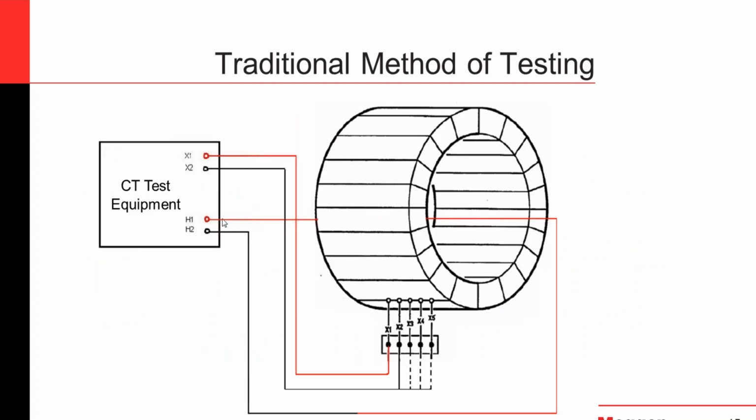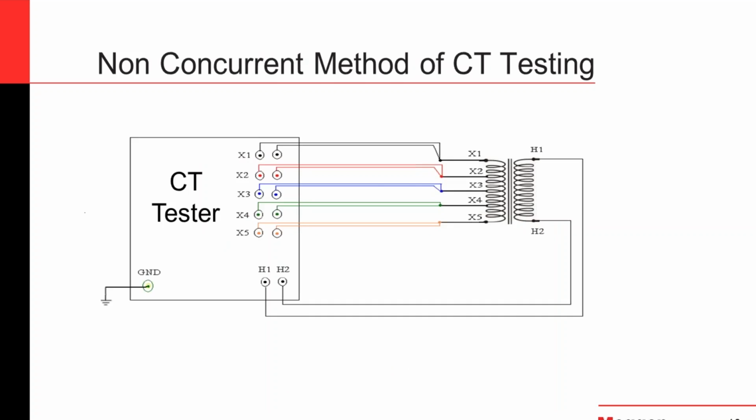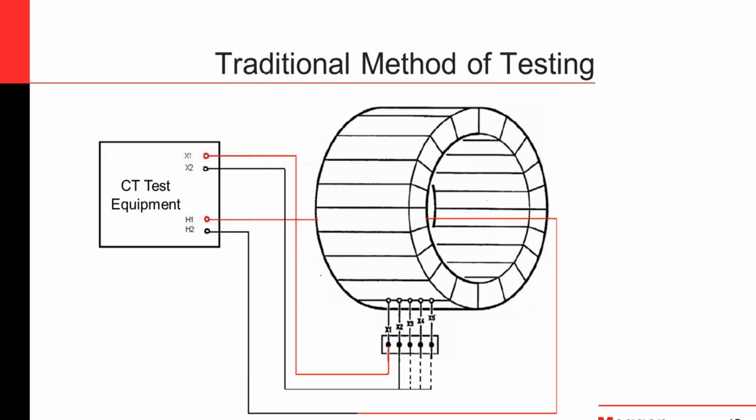Now, quickly, I want to talk about the traditional method of testing CT. Typically, if it is a window type CT, you're going to pass your H1 and H2 lead through the window. So this is your primary, and make sure the polarity is right. And you connect the secondary windings to the X1 and X2 terminal of your CT test equipment.